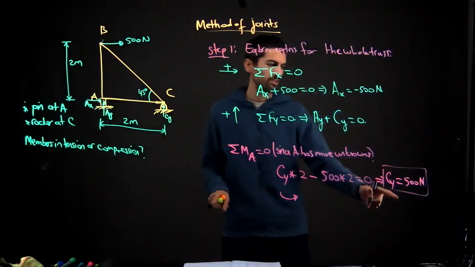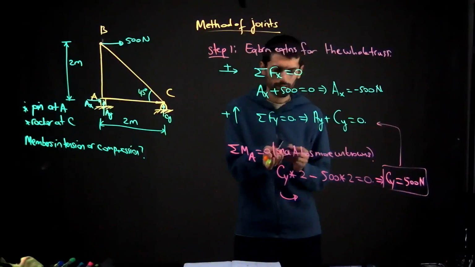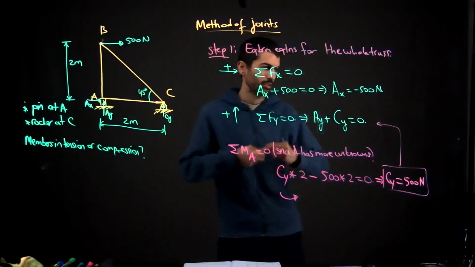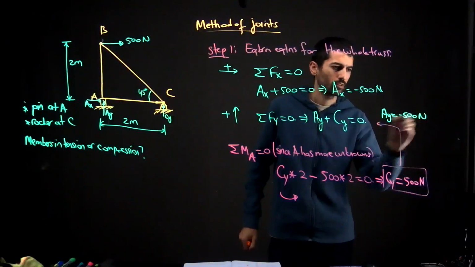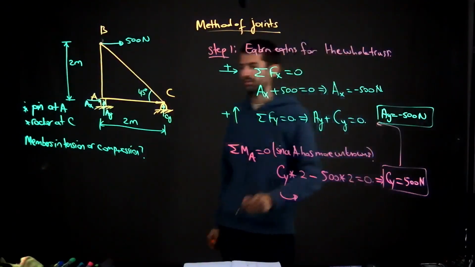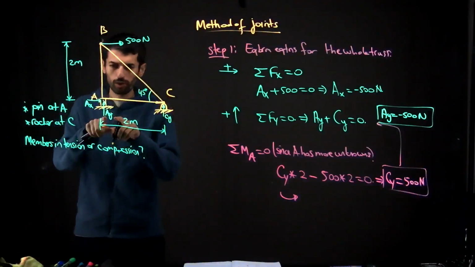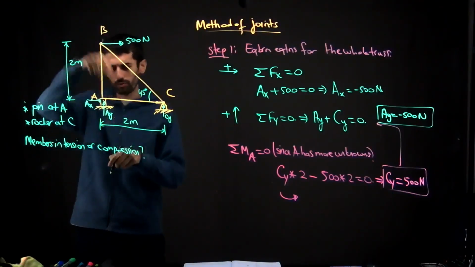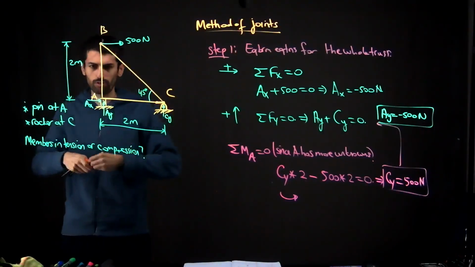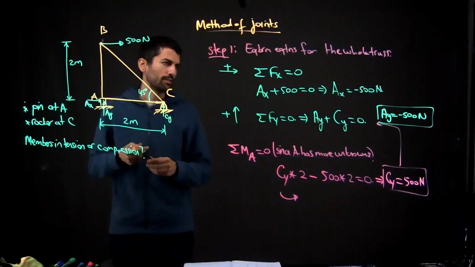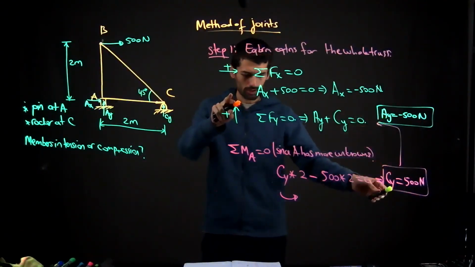And since I know the CY, if I go back to the equation here, from here I can get the value for AY, which will be negative 500 newtons. So it means that the direction of AY here should be the opposite, downwards. Okay, so it should be down, so the direction I chose was wrong. And so we have AX, we have AY, and then we have the CY value.